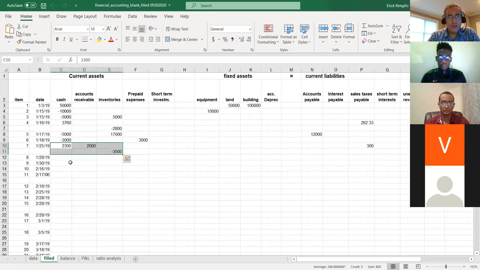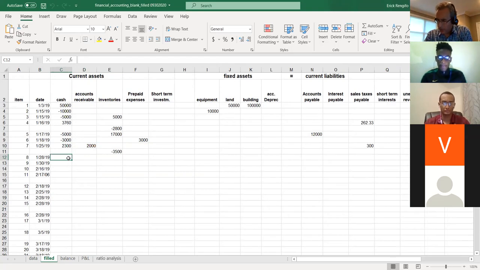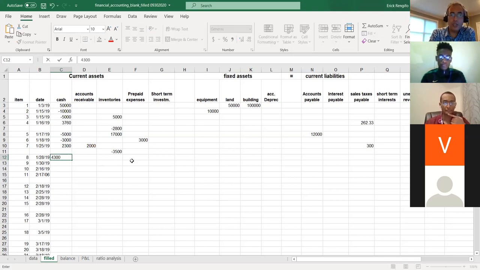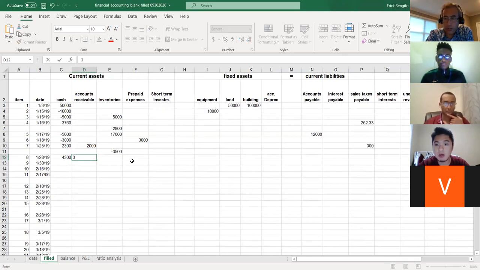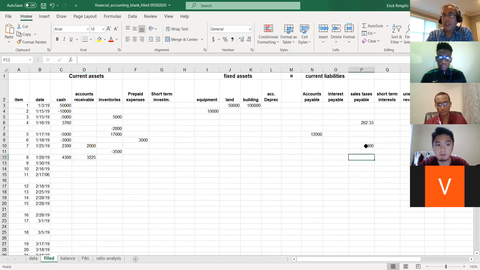So let's fill this one here. I receive cash 4,300, right? That's right. Yes, I receive 4,300. Agree with me, guys? This is what I receive. Now the people are going to owe me 3,225. So this is accounts receivable. Here's the tricky part. How much should I consider as taxes payable, guys? Because remember, you have taxes of 300 and 225 here. How much should I consider here?